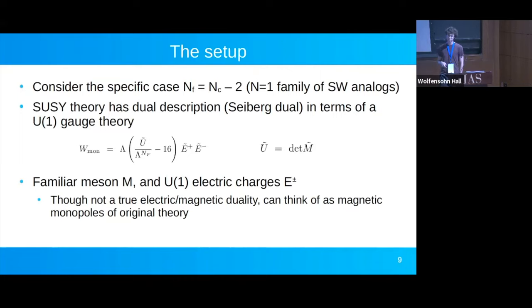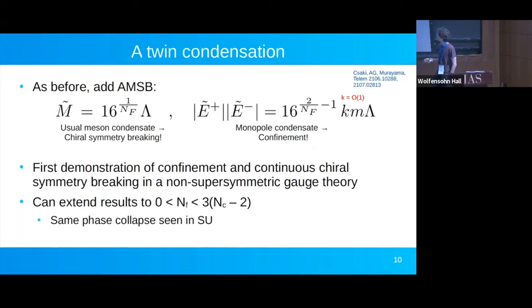So around this monopole point, here are your monopoles, there's a meson, and then you apply exactly the same supersymmetry breaking mechanism, and two things happen. One, the mesons condense, so that's the chiral symmetry breaking that we found before. And the second thing that happens is that the monopoles also condense.